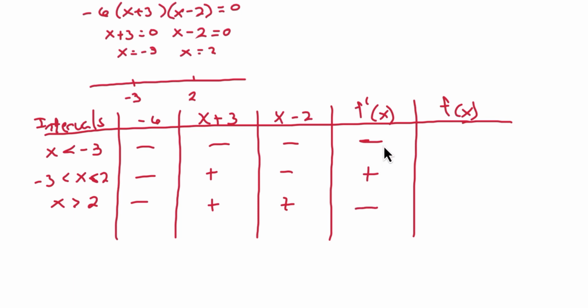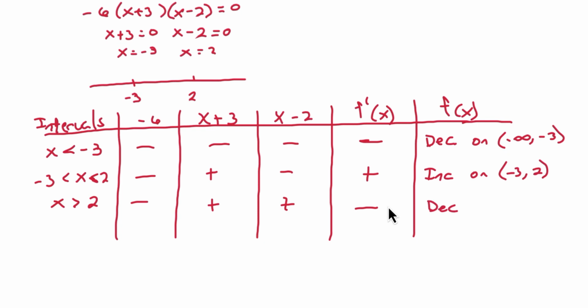So a negative derivative means that the f is decreasing on that interval. So we're decreasing from -infinity to -3. A positive derivative means that we're increasing on the interval from -3 to +2. And a negative derivative means that f is decreasing on to infinity.